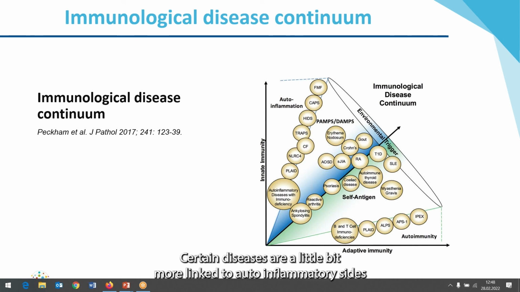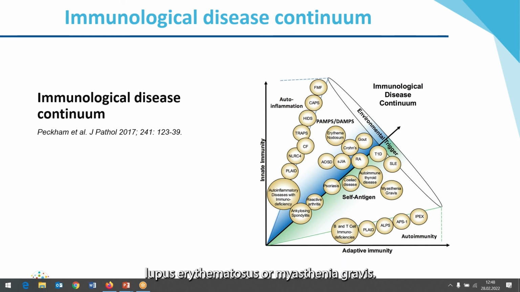Certain diseases are a little bit more linked to the autoinflammatory side, such as systemic juvenile idiopathic arthritis, and certain diseases more on the side of autoimmunity, such as, for example, systemic lupus erythematosus or myasthenia gravis. And on this figure, you can also see environmental triggers as additional modifiers of the clinical phenotypic expression of these diseases.